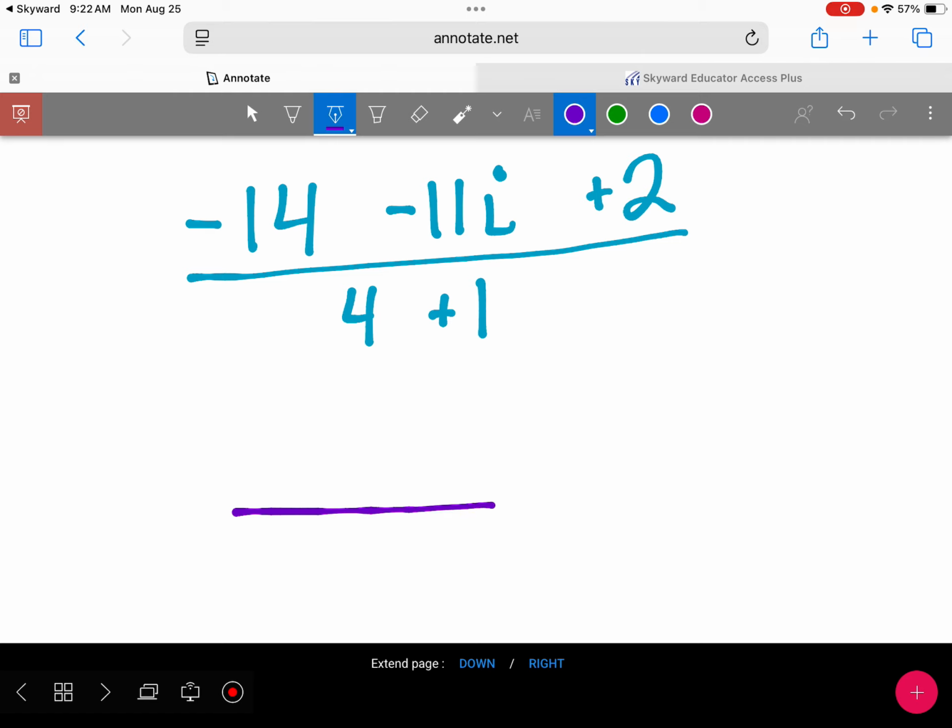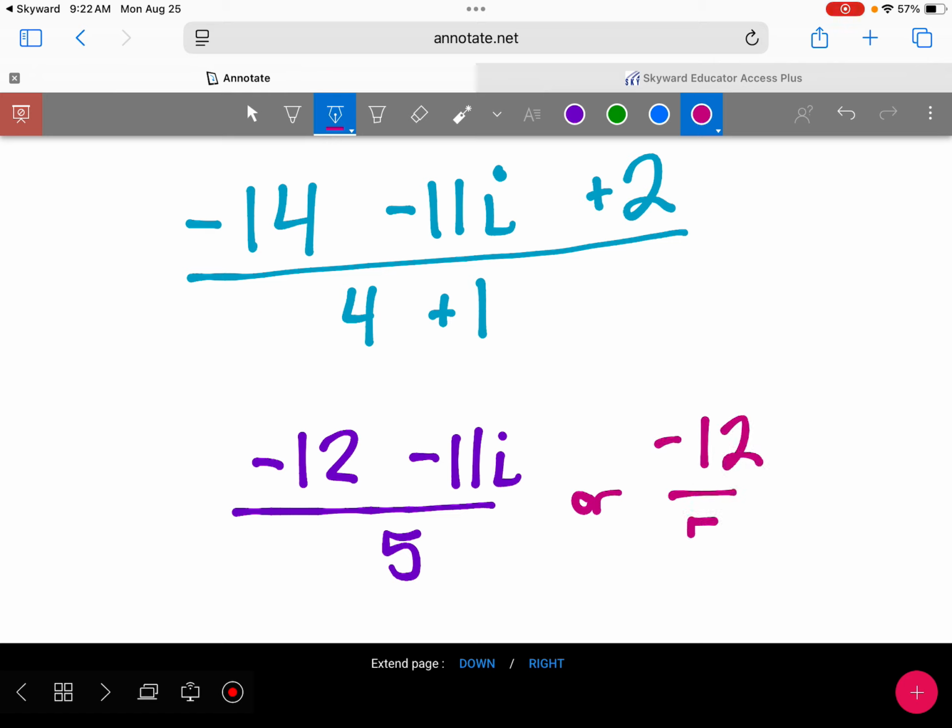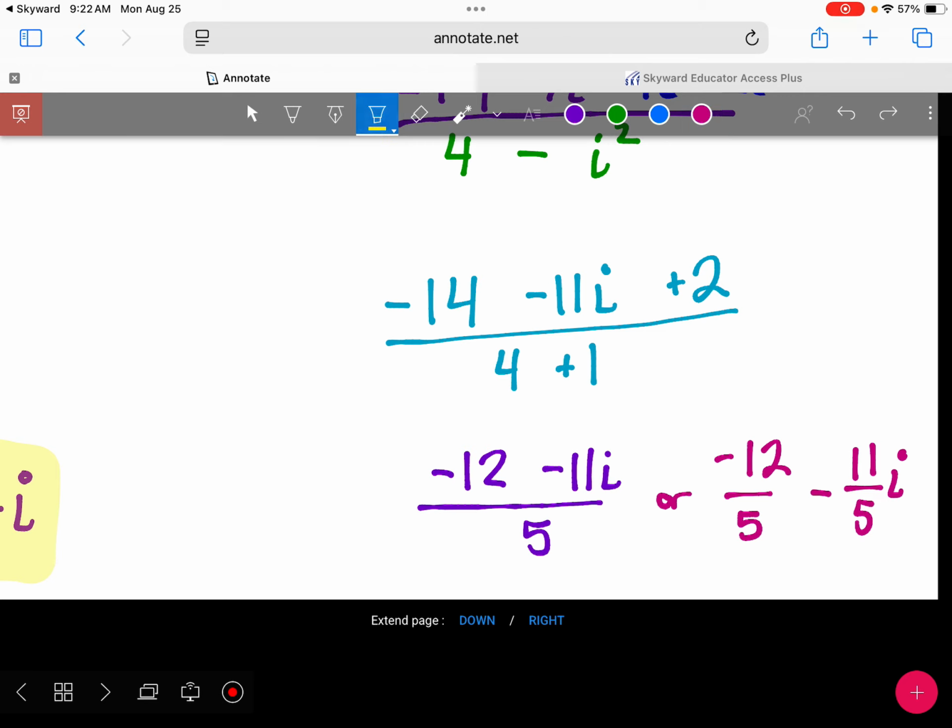What did we get as our final answer? Minus 11i all over 5. I'm right there with you. Or, again, I'm just going to split them apart. You don't have to. This one isn't going to simplify further. But if it fits your brain better, totally valid to write it like this: negative 12/5 minus 11/5 i. Both of those are totally fine. Okay?